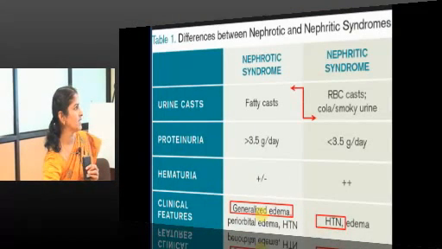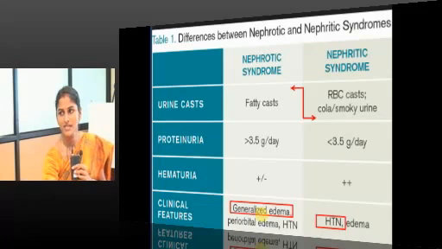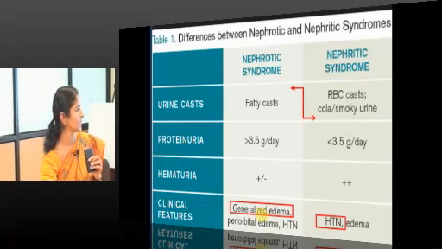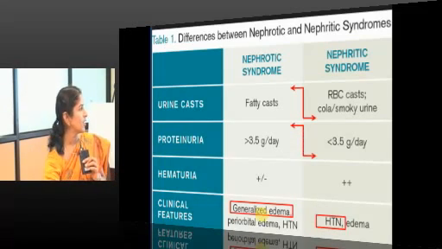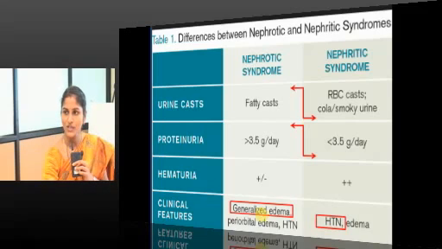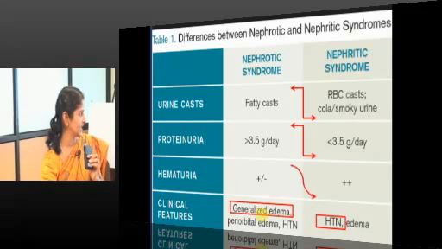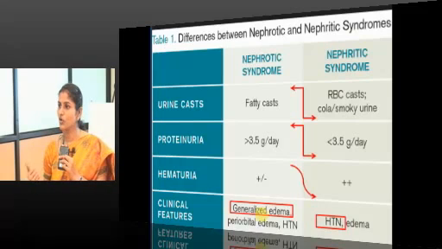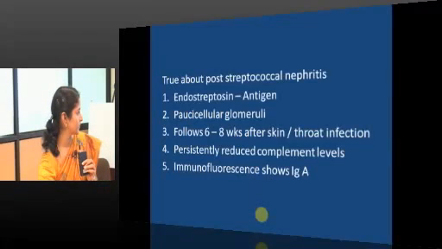In comparison, RBC casts will be seen in nephritic syndrome, whereas lipid casts will be seen in nephrotic syndrome. Proteinuria is in the nephrotic range in nephrotic syndrome and non-nephrotic range in nephritic syndrome, and hematuria is more common in nephritic syndrome.